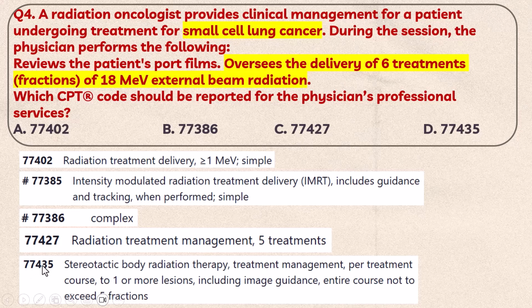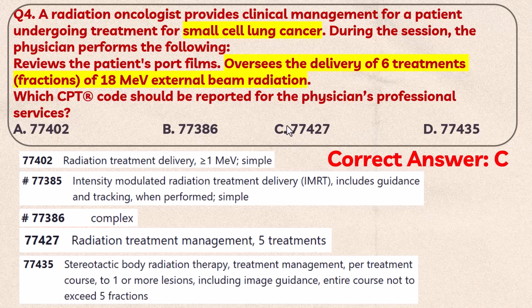Another code is 77435, that is stereotactic body radiation therapy. That is not the case here. So the more suitable answer here is 77427, but it says 5 treatments, but in our case, it says 6 treatments. Anyway, you have to code that code, that is C, 77427.